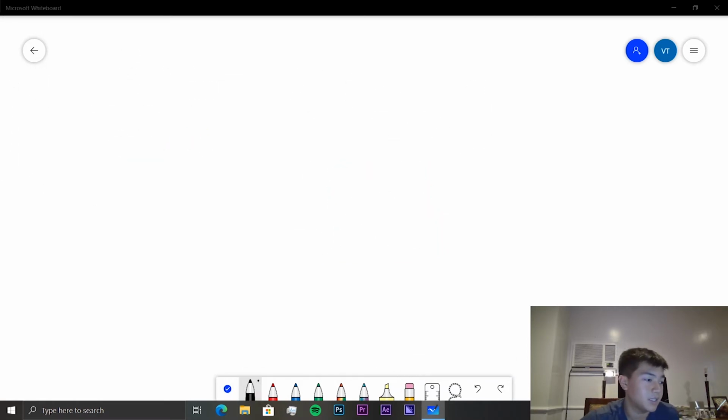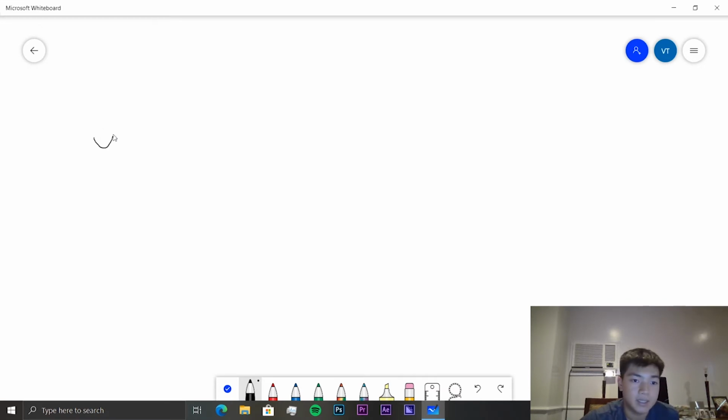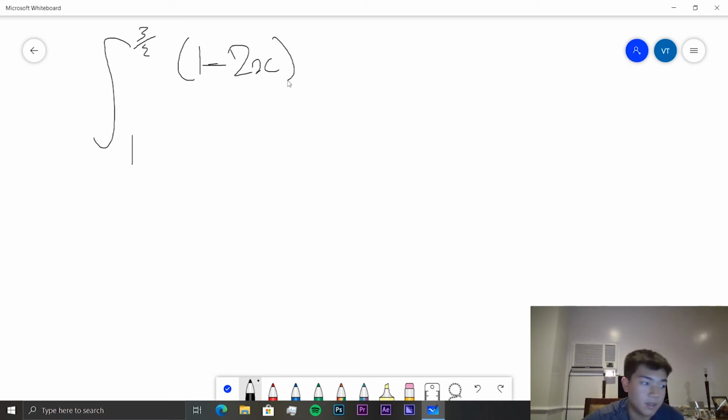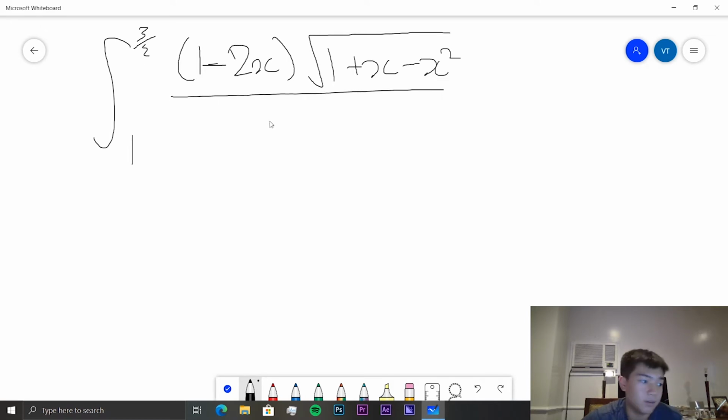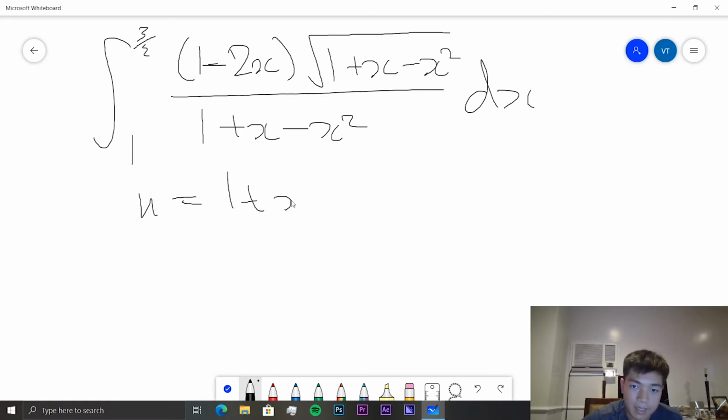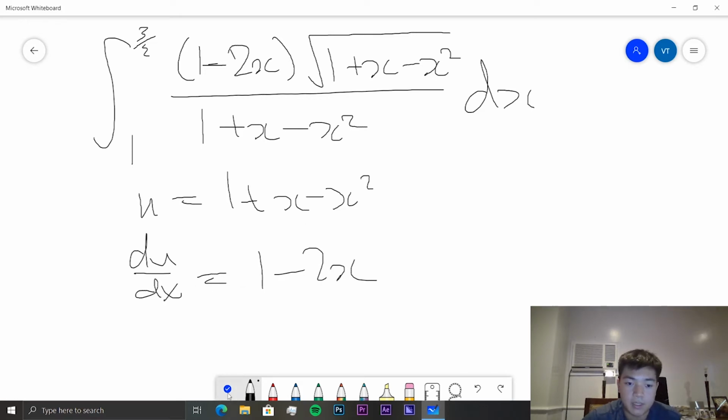And the next question involves this. So we have the limit between 1 and 3 halves of (1 minus 2x) times (1 plus x minus x squared) all over (1 plus x minus x squared) dx. So it's pretty obvious we have to substitute u is equal to 1 plus x minus x squared. So du over dx is equal to 1 minus 2x, which works out nicely.